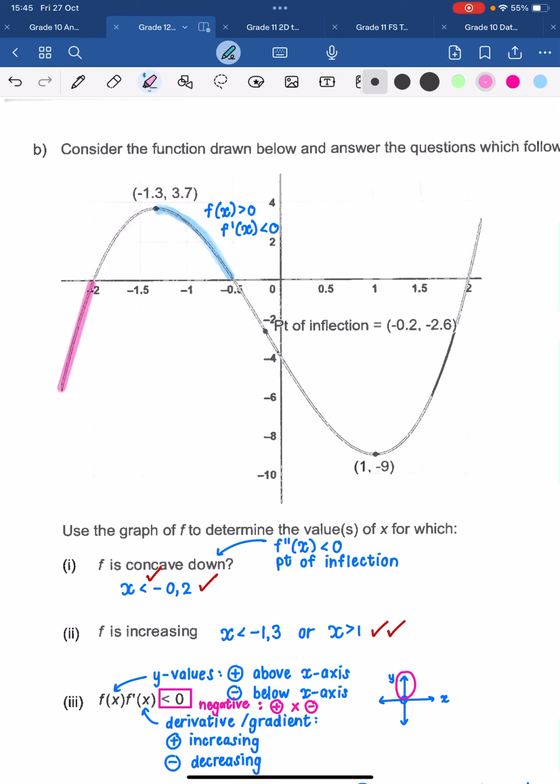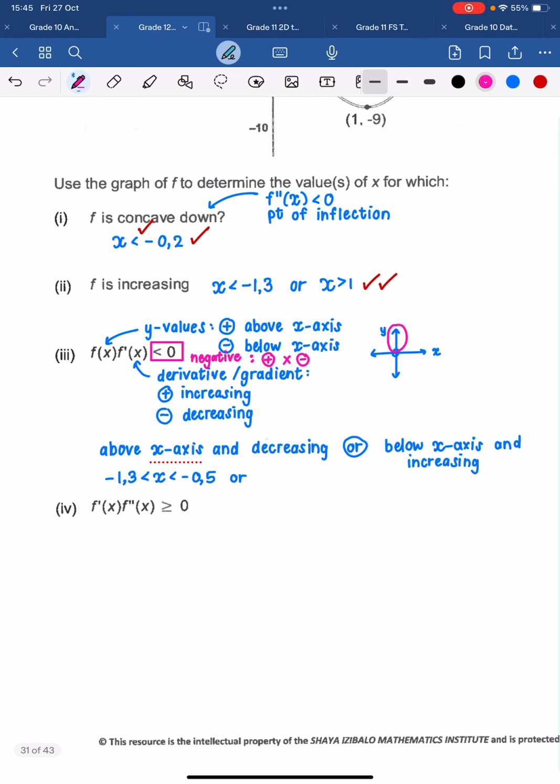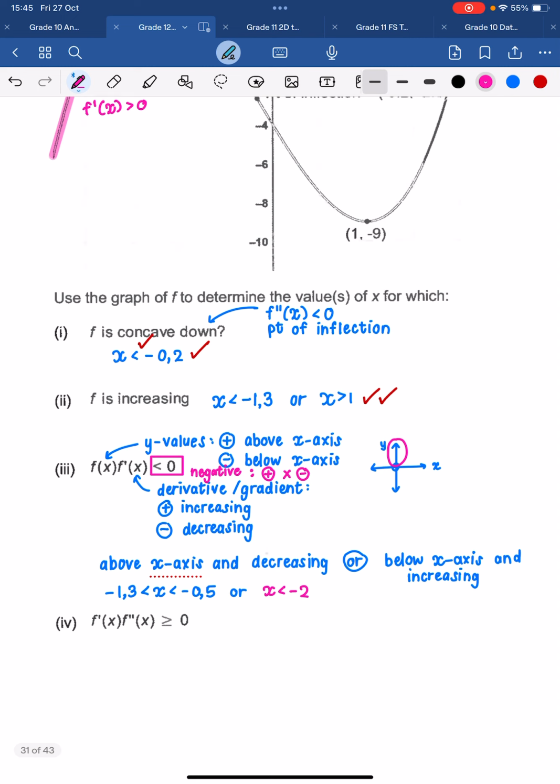Here the graph is below the x-axis, so that means that our y values are negative. But the graph is also increasing, so that means that f'(x), the derivative, the gradient, is positive. So that's going to work. So how am I going to write that? That is from where x is smaller than negative 2. Let's add that. I'm actually going to write it in pink. Where x is smaller than negative 2.